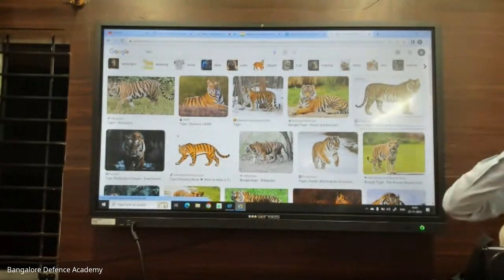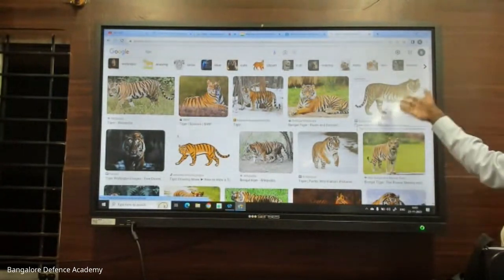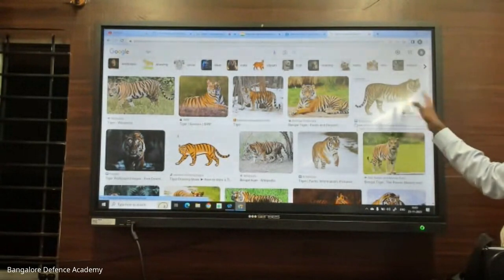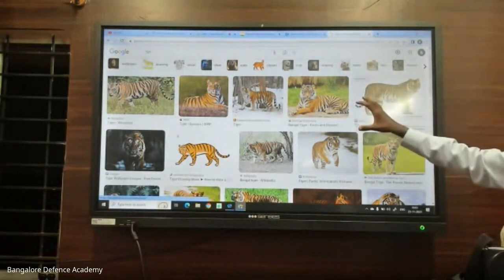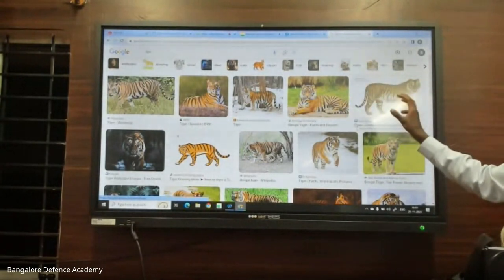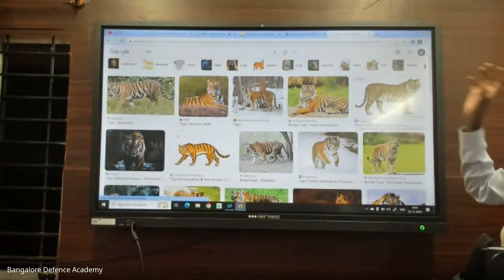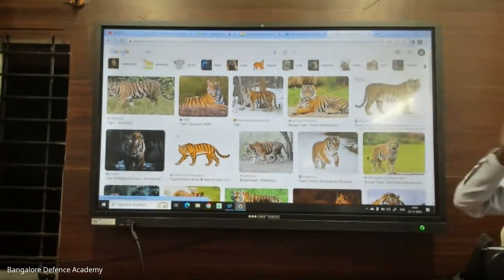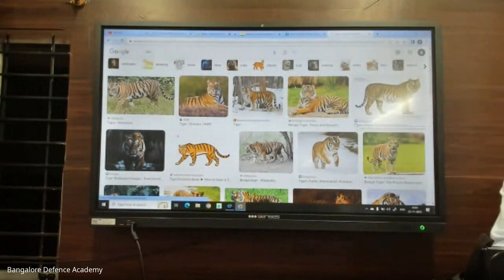The canine teeth are very sharp and it eats only flesh, a carnivorous animal. So these animals are called big cats or wild cats. They are called what? Big cats or wild cats. In science, we call these big cats panther. We call this what? Panther.